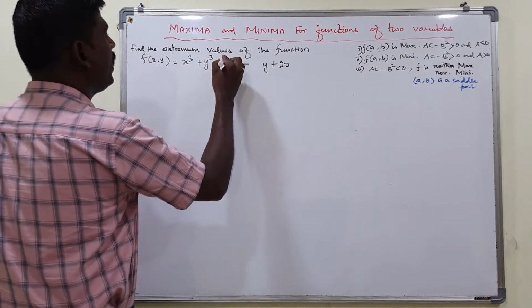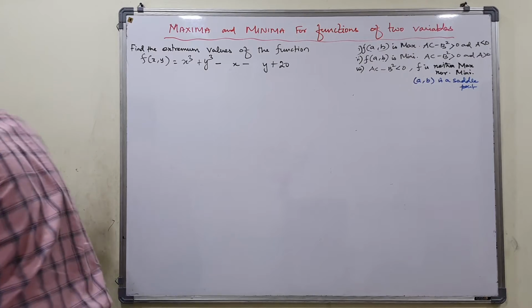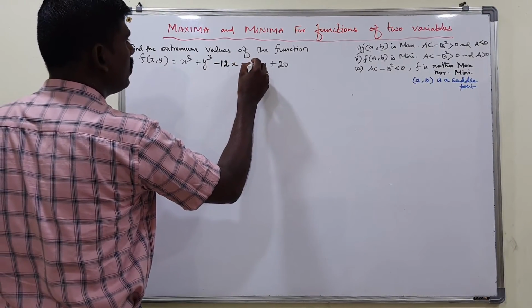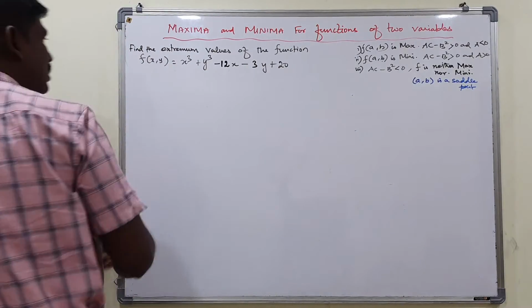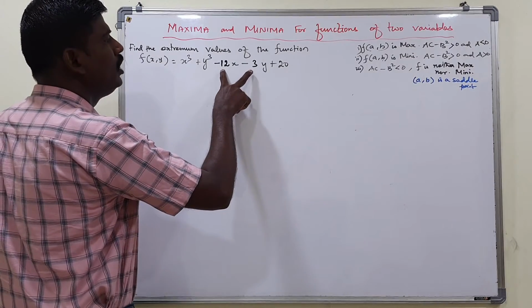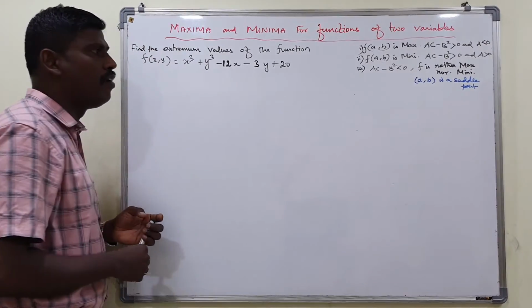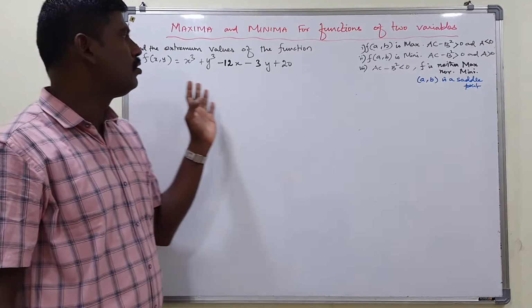x cube plus y cube minus 12x minus 3y plus 20 equal to 0. Right? So, it is the same type of problem. The only difference is these two coefficients of x and y are interchanged. That's all. Proceed the same way as the previous problem, and you can get the same answer. Okay. You have to do it yourself.